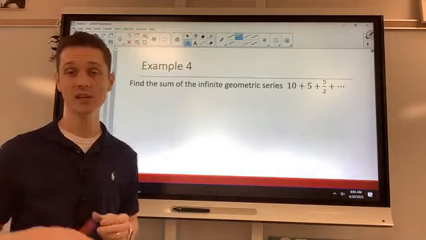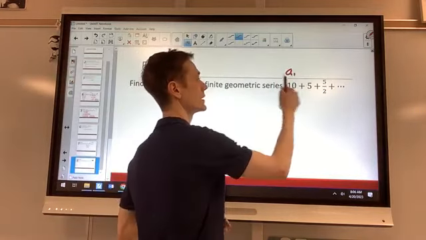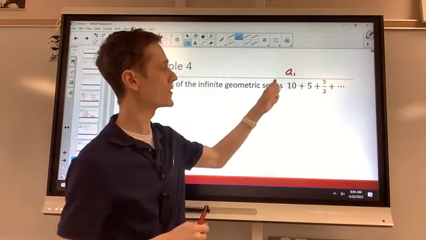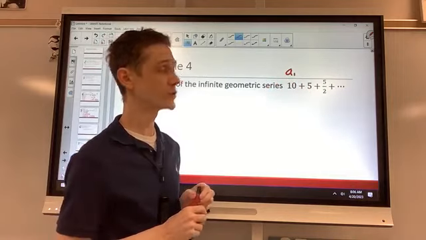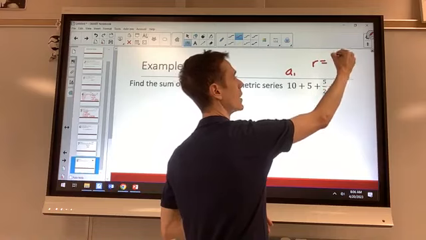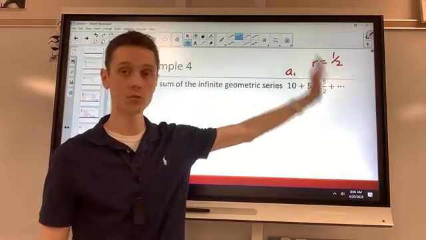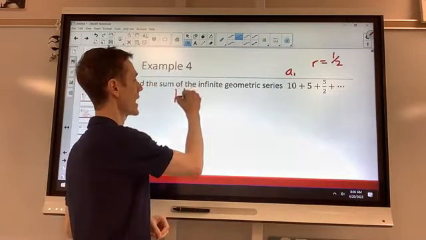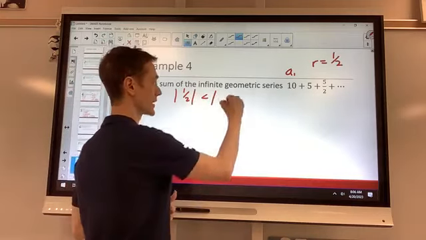Let's talk about one where you actually can find the sum. This time, I have a sub 1 equals 10. And this time, I notice that if I pick a number and divide by the number in front, I seem to be dividing by 2. So 5 divided by 10 gives me an r value of 1/2. So I'm multiplying by 1/2 to go from one term to the next. Is the absolute value of 1/2 less than 1? Yes. This time I can use the formula.